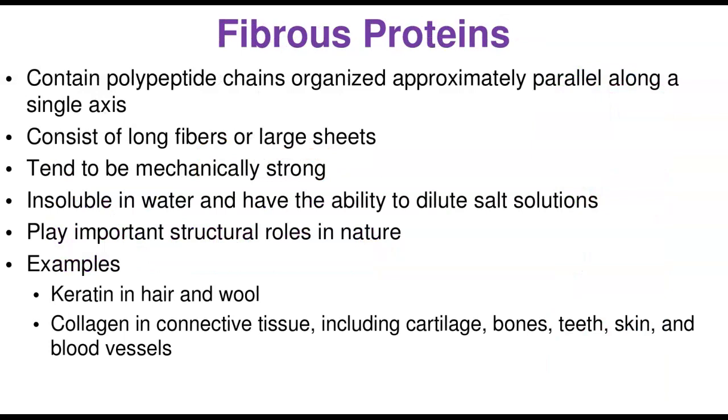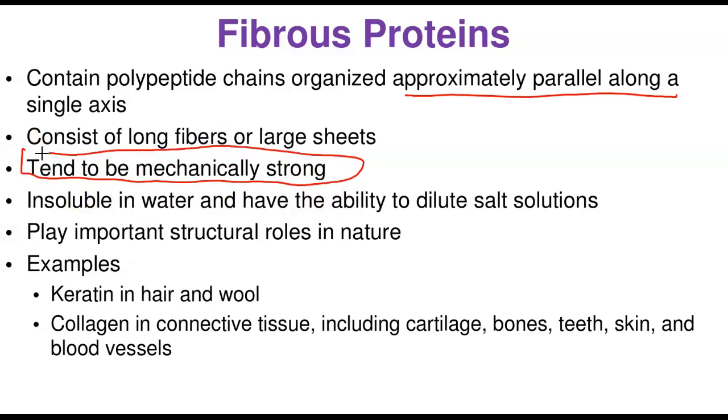Now, coming from the secondary structure of protein, we can also see two types of protein: the fibrous protein or the globular protein, depending on the shape. The fibrous protein contains polypeptide chains that are organized approximately parallel along a single axis. They consist of long fibers or flat sheets, and they are mechanically strong. Of course, they are insoluble in water and resistant to dilute salt solutions. They play important structural roles in nature.